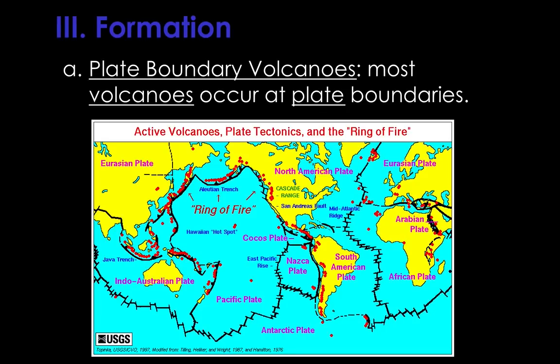So the location of volcanoes is no random accident. You've probably heard of the Ring of Fire before, or if you haven't, I'll tell you about it now. The Ring of Fire is the most common area for earthquakes and volcanoes in the world, and that's because they land along a plate boundary.